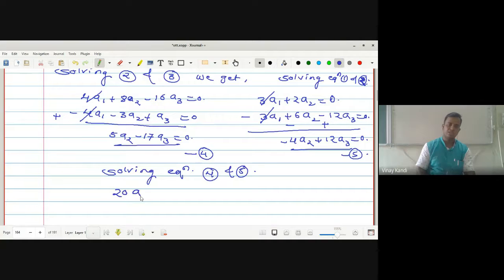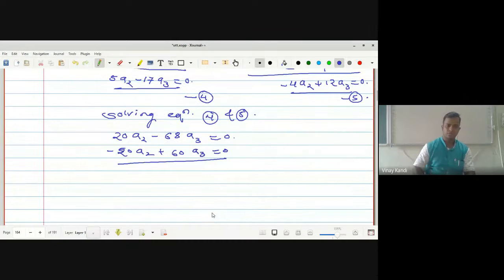So we get 20a2, 17 times 4 is 68a3, which is equal to 0. And multiply this by 5: minus 20a2 plus 60a3, which is equal to 0. If you do addition, this gets cancelled. 60 minus 68, so here minus 8a3 is equal to 0.